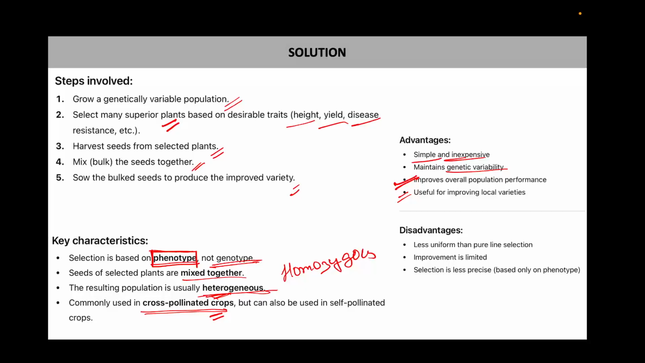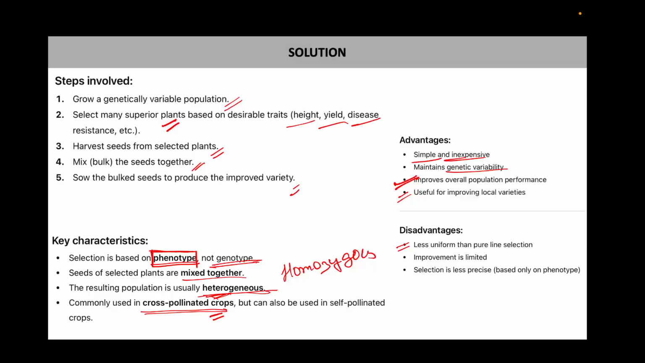But the problem with mass selection is that it will be less uniform compared to pure line selection. Because the population is heterozygous, the seeds we have collected showed good quality in the parent, but that doesn't certainly mean that when the next generation is grown, it will also have good quality. So the offspring that we have collected will not be as uniform as we attain from pure line selection.